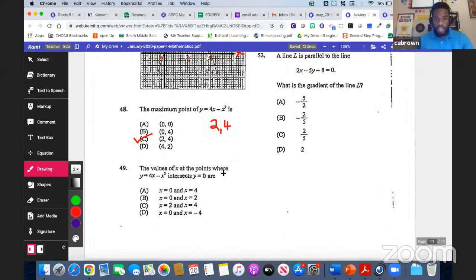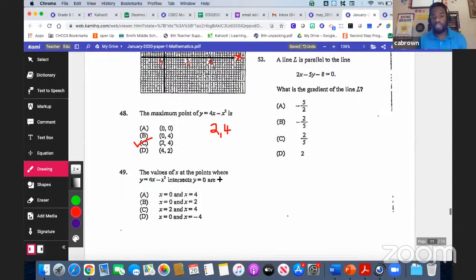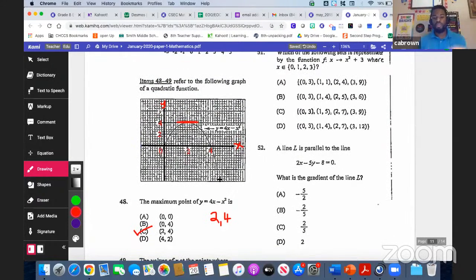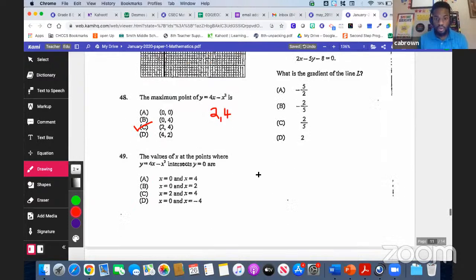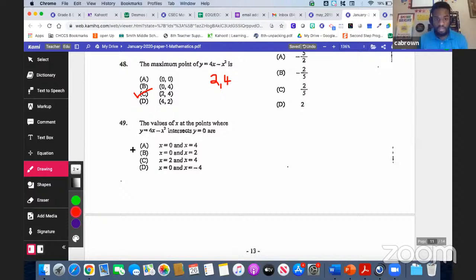The value of x at the point where this function intersects y at 0, meaning that when y is 0, this is my y-axis. When it's 0, it's at this point, 0, and it's also at this point, 4. So 0, 4. Is that there? Yes, it's A.